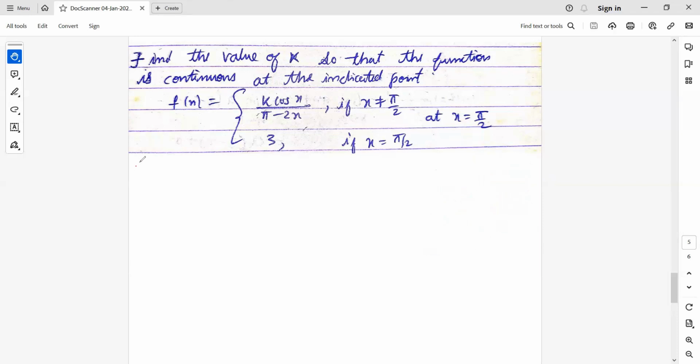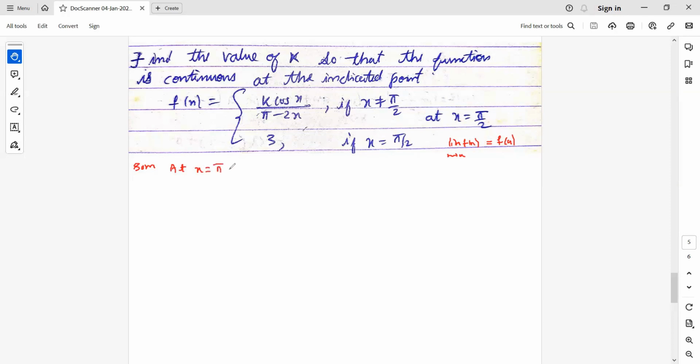In the solution we are making use of the first definition. The first definition says the limit of f of x as x tends to a is equal to f of a. Here the point is pi by 2, so instead of a it is pi by 2. We are just considering the function here; we are not using LHL and RHL, only the first definition.